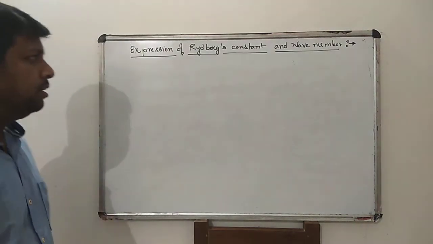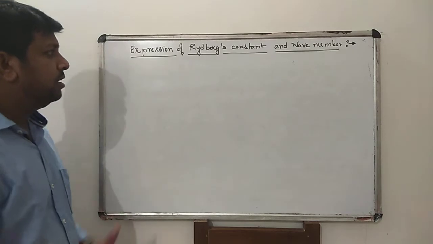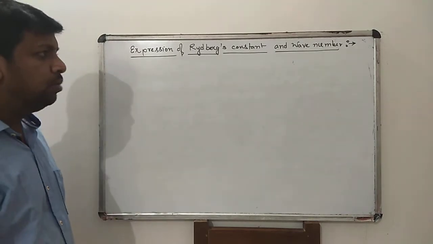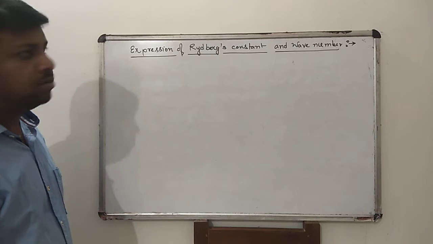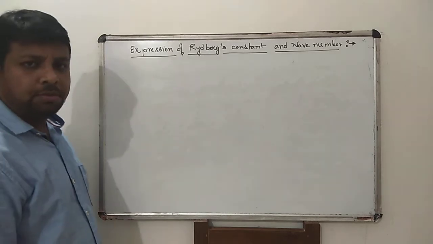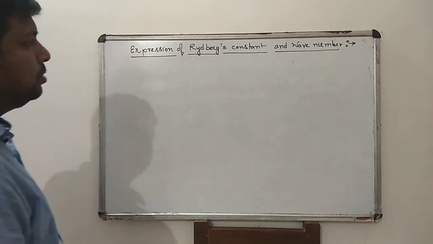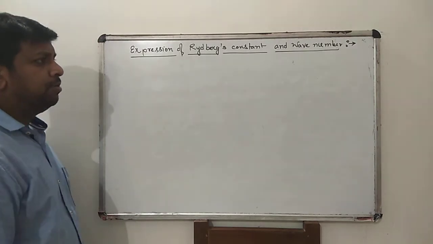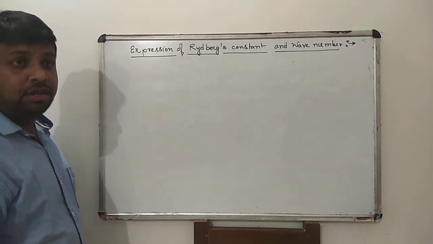So students, today we discuss the Rydberg constant and wave number. Okay. So last class we got the expression of the total energy of an electron in the hydrogen atom.